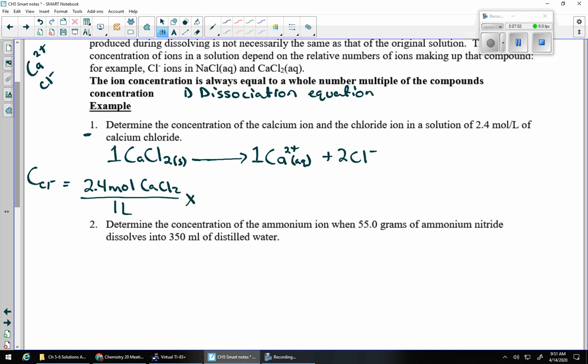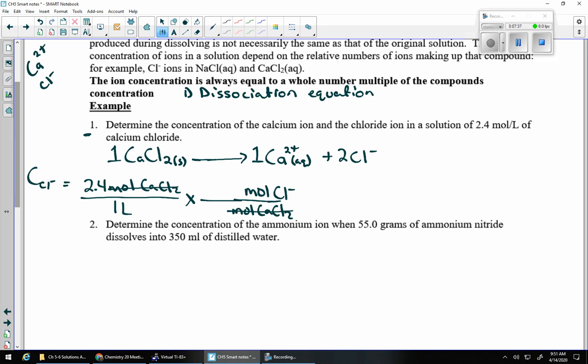So I want to use my mole ratio. Again, I want to cancel out moles of calcium chloride. So I'm putting moles of calcium chloride on the bottom. So look what happens here. Moles of calcium chloride can cancel with moles of calcium chloride. Perfect. I want to end up with moles of chloride ion. So I want Cl negative on top, moles of Cl negative. Cool, perfect.